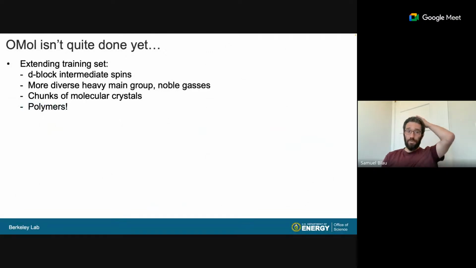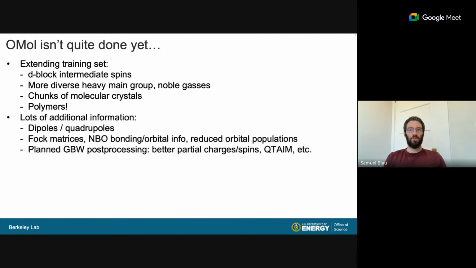Just a final wrap up with a few things that we're still not quite done with. We are going to be extending the training set, adding d-block intermediate spins, more diverse heavy main group, and noble gas snapshots, chunks of molecular crystals, and also there's a fairly substantial effort in polymers, almost becoming another one of those pies that I showed you before.